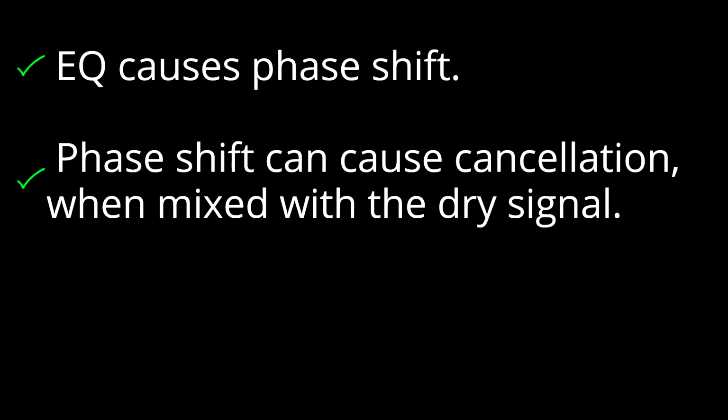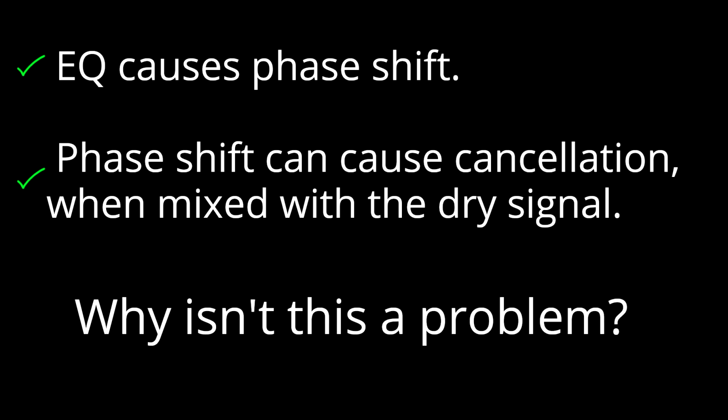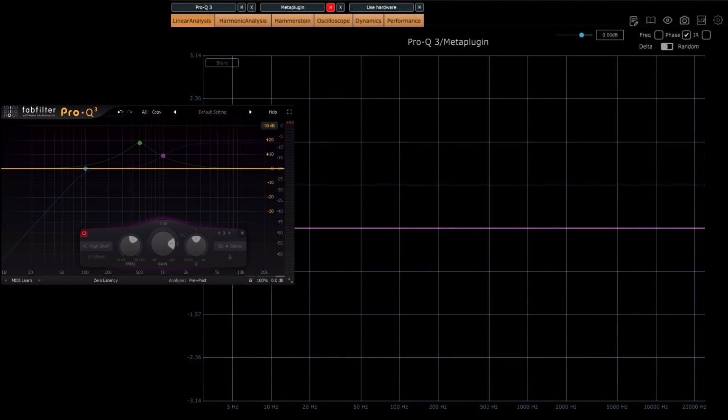But given those first two truisms that I endorsed above, you might reasonably wonder, why isn't phase shift a problem when EQing drums? Let's start by analysing the phase shift from an EQ. I'm using Pro Q3 because it's my standard go-to, and it conveniently allows me to switch between linear phase and minimum phase modes without changing the EQ curve. But what I'm about to show you will apply to any minimum phase EQ.